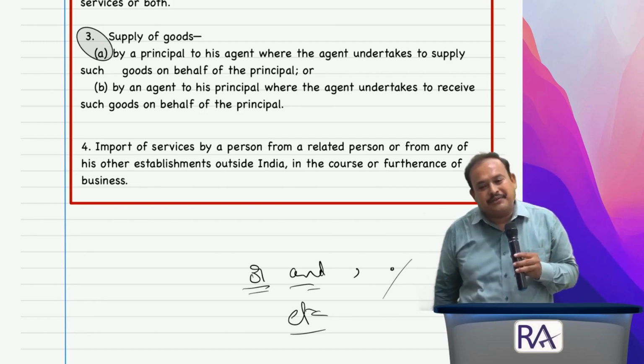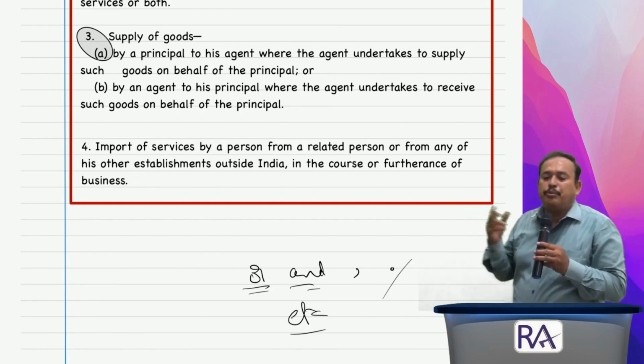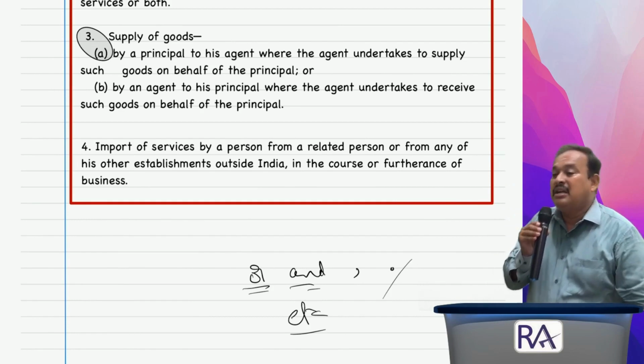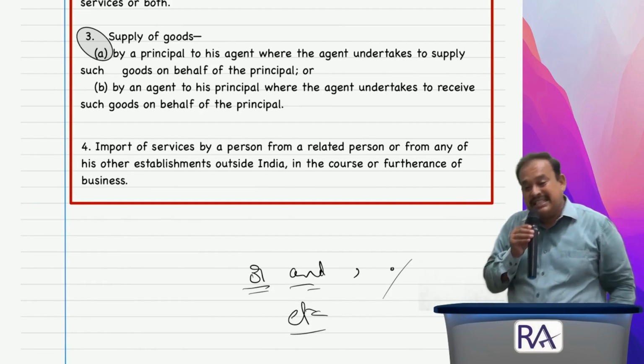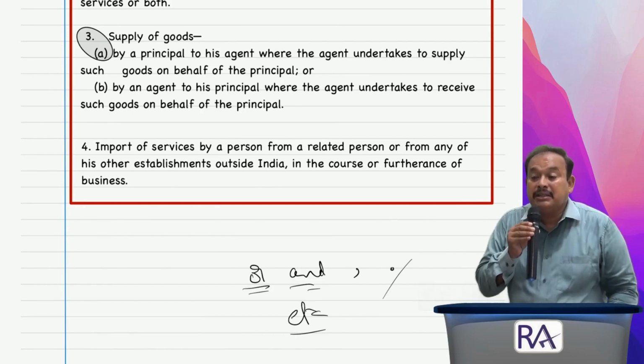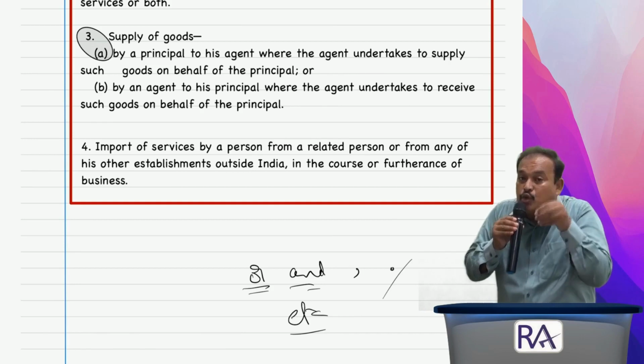Again, import of services. You are aware of that. What do you mean by import of services? Import of services means the location of supplier is outside India, the recipient of service is in India, and the place of supply should be in India. In that case, we call it import of services as defined under section 2 subsection 11 of the IGST Act.